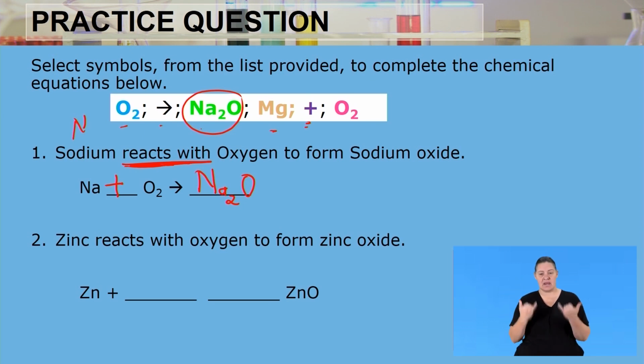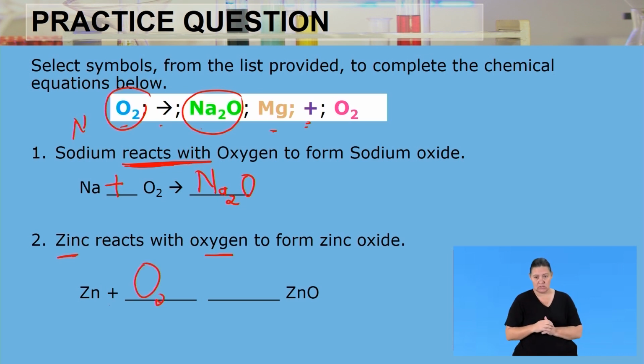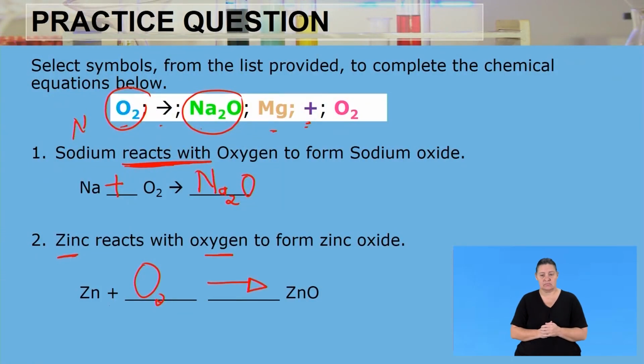And then our second question says, zinc reacts with oxygen to form zinc oxide. So our reactants are zinc and oxygen. They are added together, hence the plus sign. So our oxygen from the list is O2. They are going to react together to form something. When they are reacting together, we need to show that they are reacting by means of an arrow. So they are reacting together to form zinc oxide. So our chemical equation is going to be zinc plus O2 reacting to form zinc oxide.